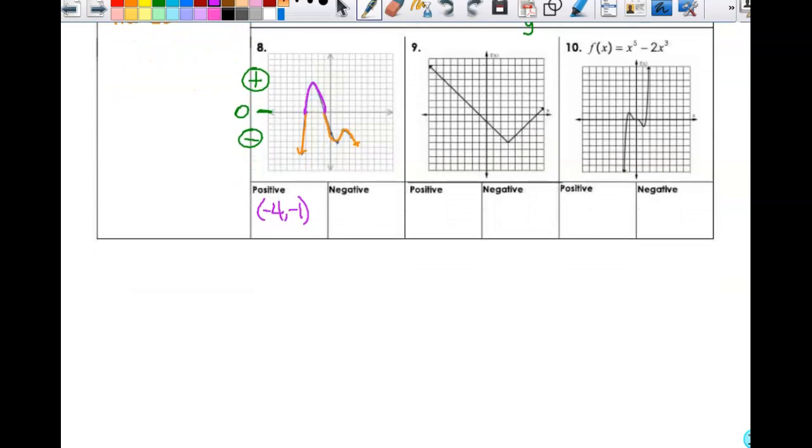Then it's negative, talking about x, so I start way out here at negative infinity. I go to negative 4. Then I start back over at negative 1 and go to infinity. Okay. What questions do you have? All right, if you don't have any questions, you do number 9.